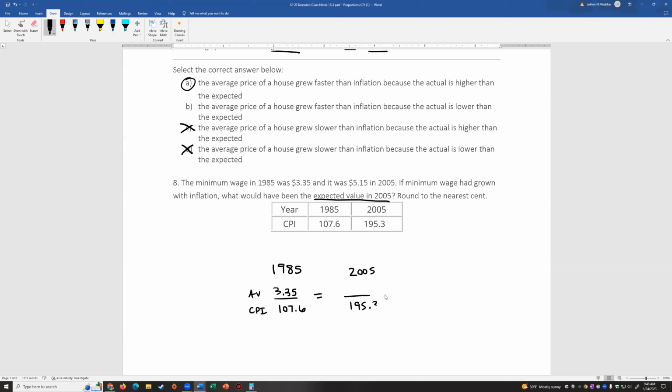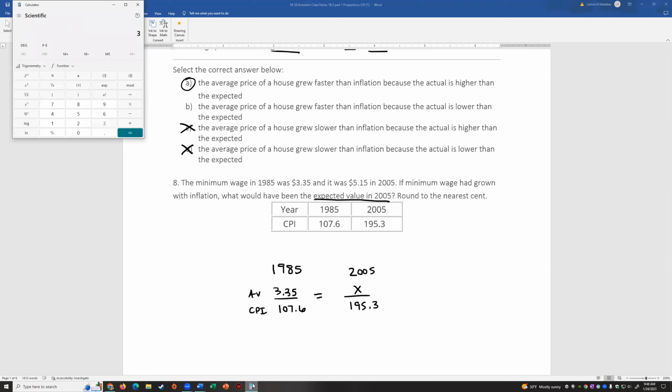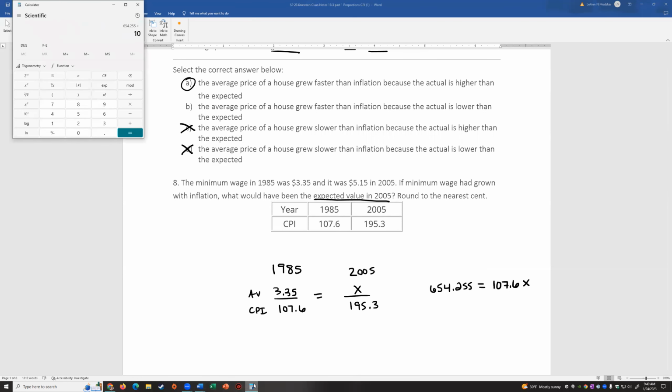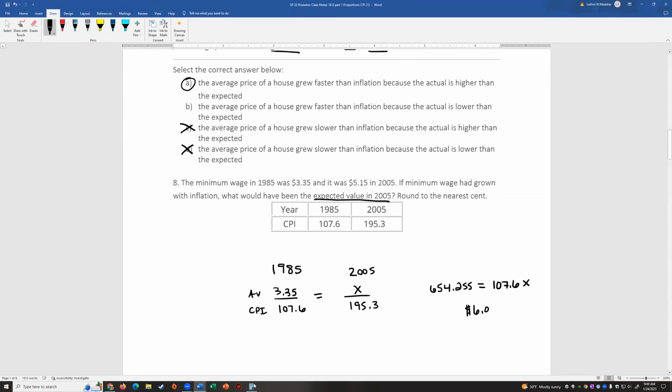So 195.3, we're going to solve that. So 3.35 times 195.3 is 654.255 equals 107.6x. Doing our cross multiplication, we're going to divide by the 107.6 to get that away from the x. And that would have been 6.08 if we round to the nearest cent, which is what they want us to do. So this is what should have been expected.